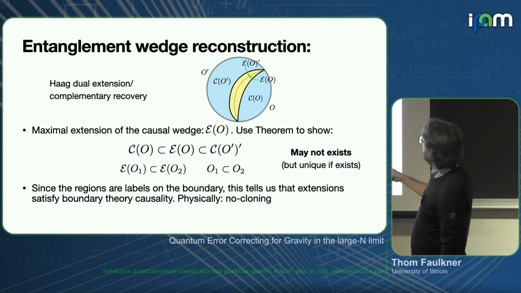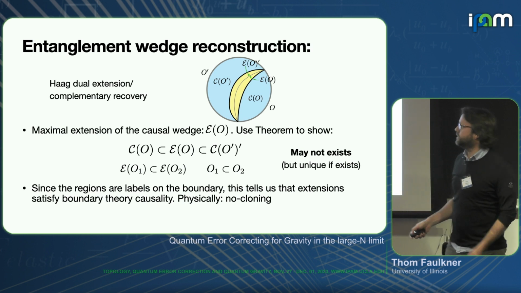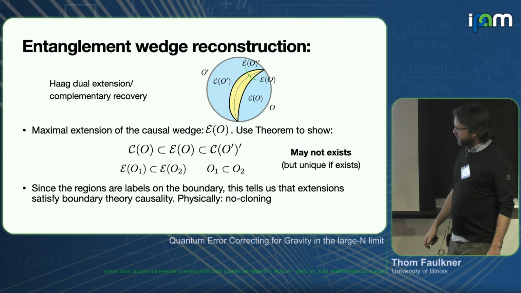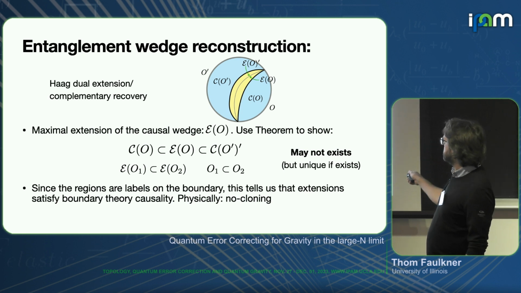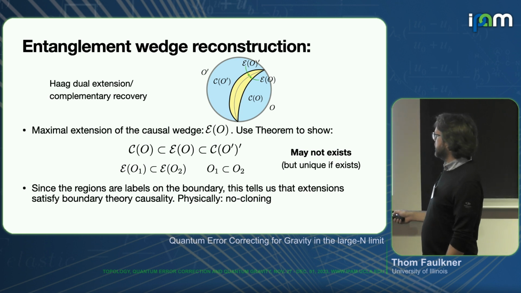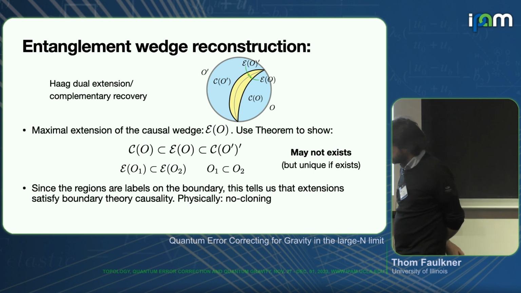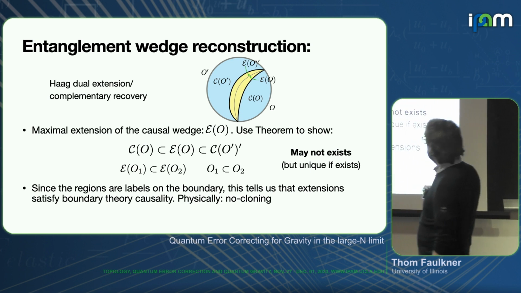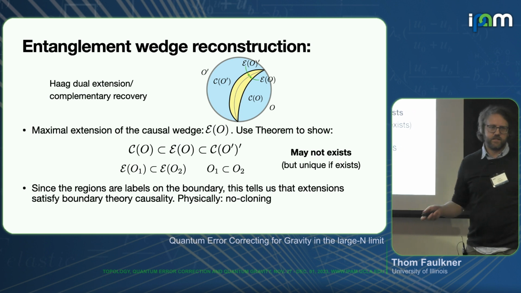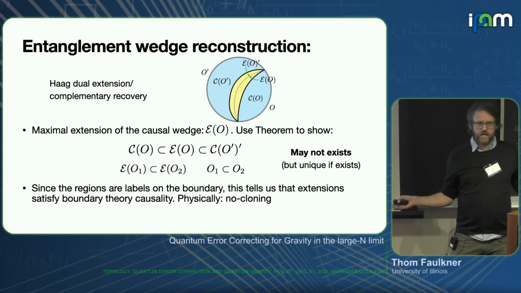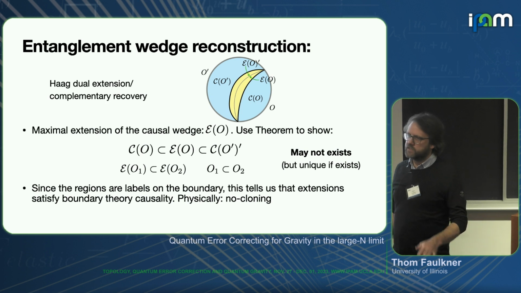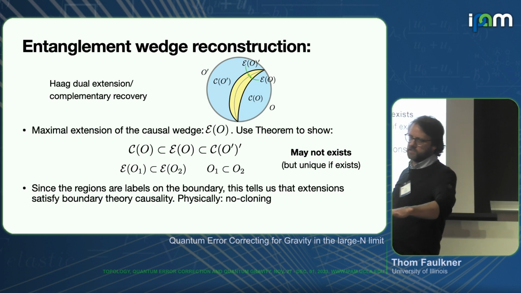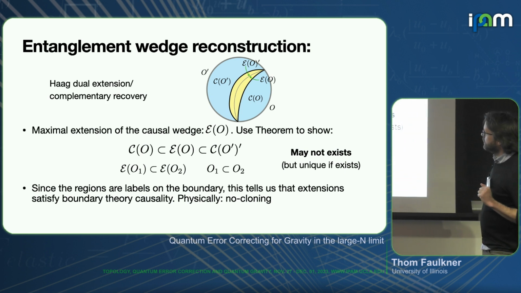So that means E of O prime is equal to E, the commutant of E of O. So if that maximal extension exists, then we call it an entanglement wedge. And you can prove various things about that extension. It's important that it may not exist. It just may not exist. The code might not give you entanglement wedges, right? In which case, maybe you think that the bulk is not a local theory or something like that.